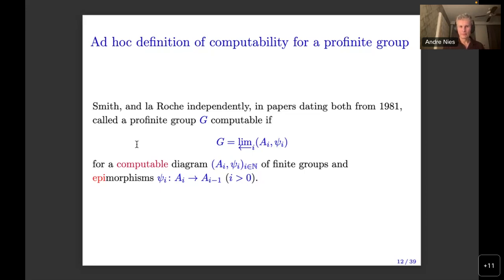So computable profinite groups have been studied in the early 1980s already. It's just what you would do if you see the definition, except that you really want that the psi i's are onto, else you get what you could call a recursively enumerable profinite group. And what these people did was actually separating the two notions.